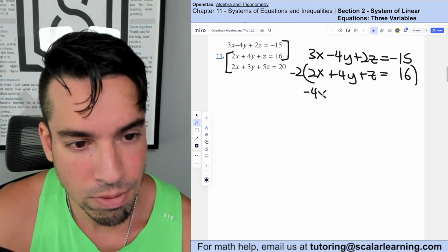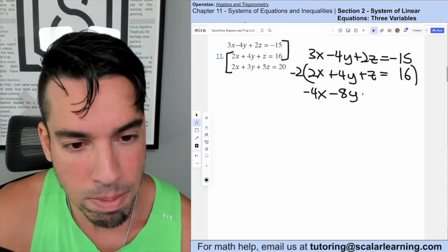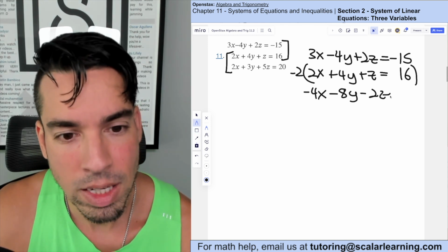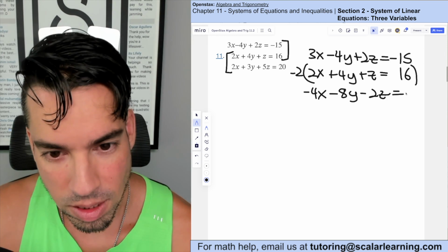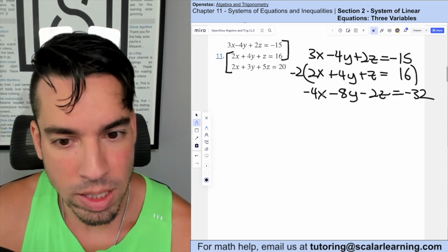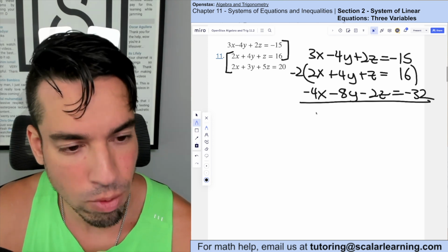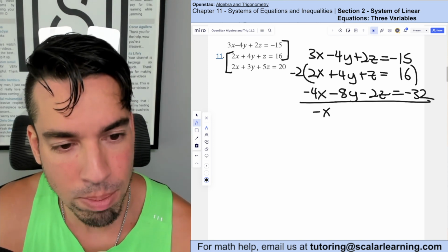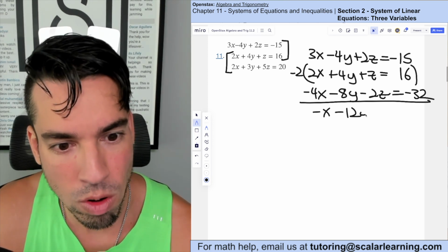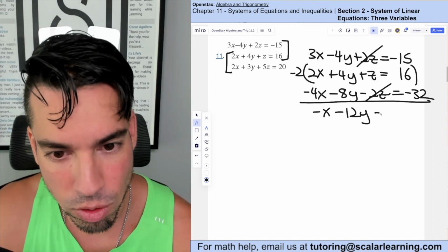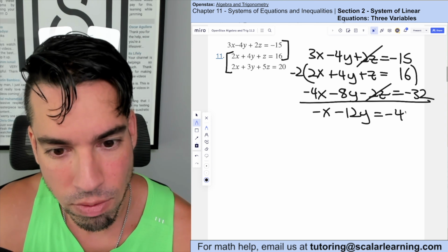me -4x minus 8y minus 2z, right? Distribute. Equals, and then -2 times 16 is -32. All right, now we're going to add these together, right? The top and this one. So 3x plus -4x is -x. -4y plus -8y is -12y. Of course, these cancel out. And then -15 plus -32 is -47.